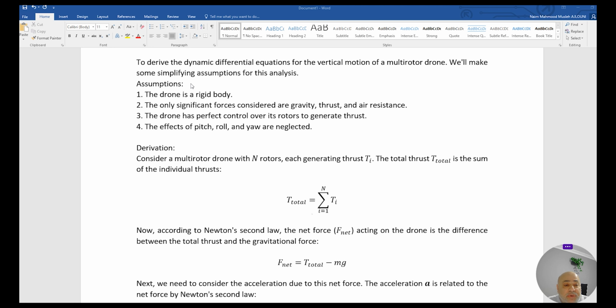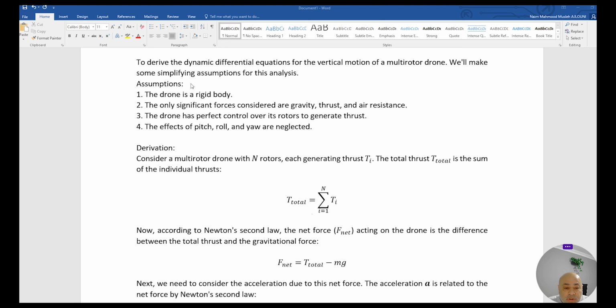So, to start the derivation, we need to consider a multi-rotor drone with n rotors. n can be 3, 4, 6, 8, so the number of rotors doesn't matter, therefore we'll just say n. Each rotor generates a thrust of Ti, and the total thrust, T total, is the sum of the individual thrusts. Therefore, we can represent that T total is equal to the sum from i equals 1 to n of Ti.